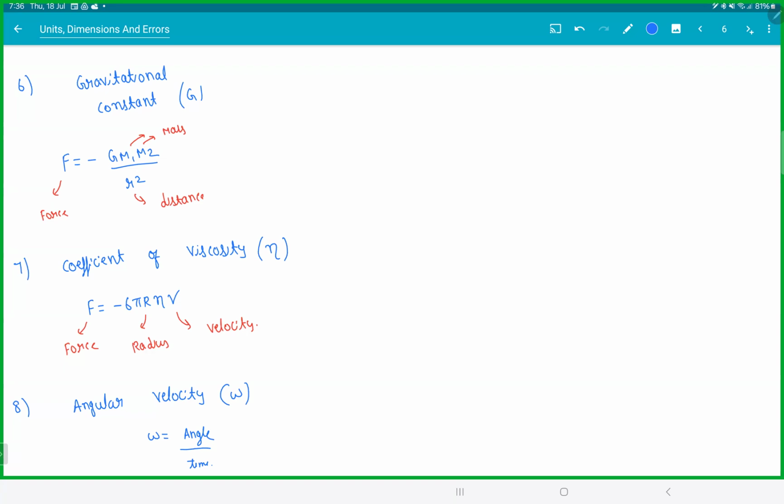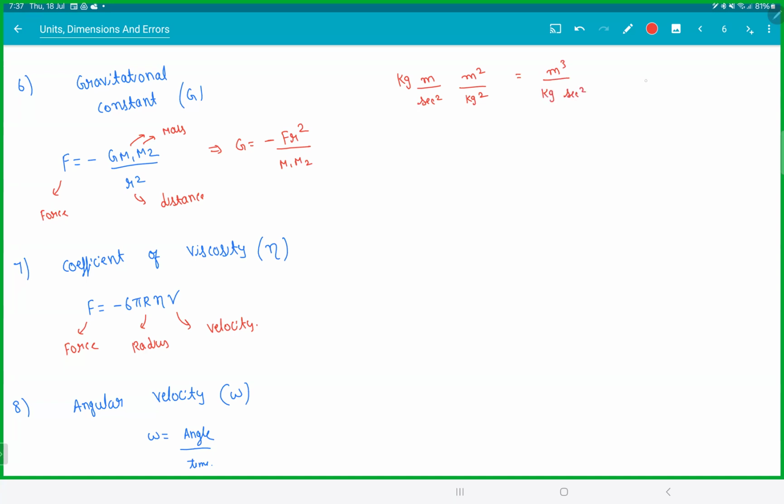And done. Let me show you. Look at the first one. So this is what you do. You want G, right? So keep G here and shift everything to that side: G equals minus F r square by m1 m2. Force is nothing but mass into acceleration, so that is kg meter per second square. r square is another meter square. And mass is kg square. So you will get meter cube by kg second square.